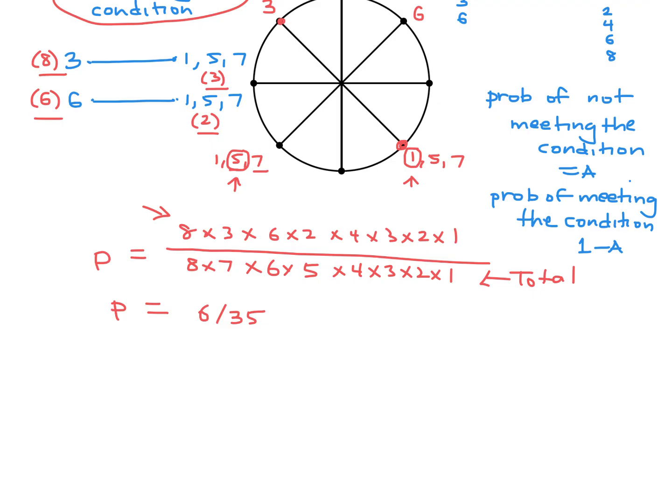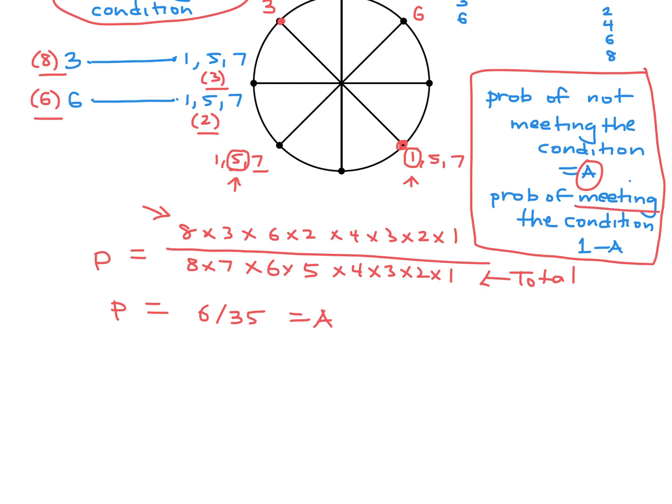Now remember, what we just figured out was A. What we want is the probability of meeting the conditions. The probability of meeting the condition would be 1 minus A, which would be 1 minus 6 over 35, and that is 29 over 35. And 29 over 35 is the answer to this question.